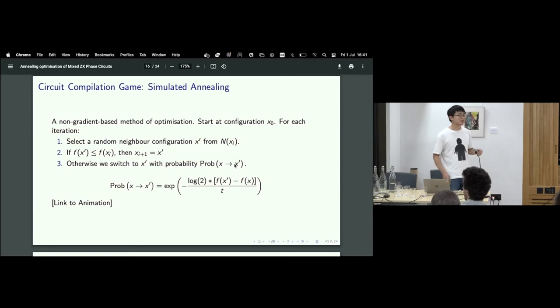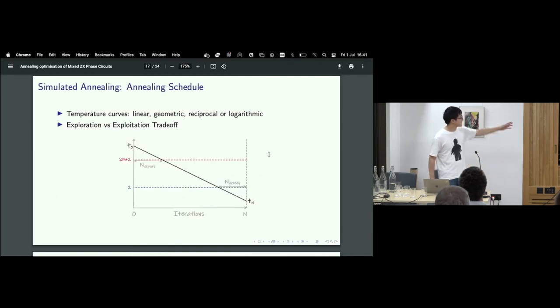Basically, you transition with some probability, and this is the formula for it. There's an animation on Wikipedia of it jumping across the minimum, but I'm not going to play it. This is just a graph placeholder so I can talk about it. There's an exploration versus exploitation trade-off: if you only explored points where it's strictly better, you're going to miss the global minimum, but if you go up and then go down, you're going to find the global minimum. That's what this slide is talking about.